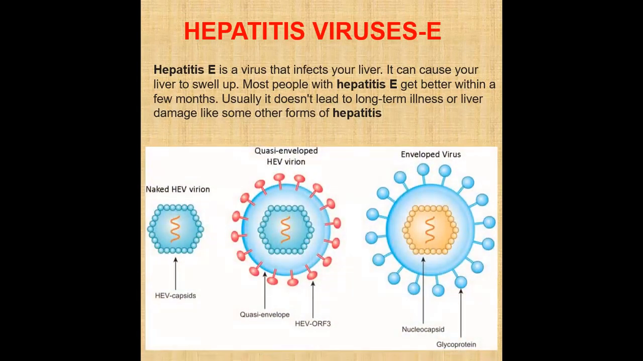This is the general structure of the hepatitis E virus. On the external side, capsids are present. RNA is present. Then an envelope is present in the case of hepatitis E virus. ORF3 is present. This is an enveloped virus. This blue structure is the nucleocapsid, and these glycoproteins are present outside of it. This is the general structure of your hepatitis E virus.